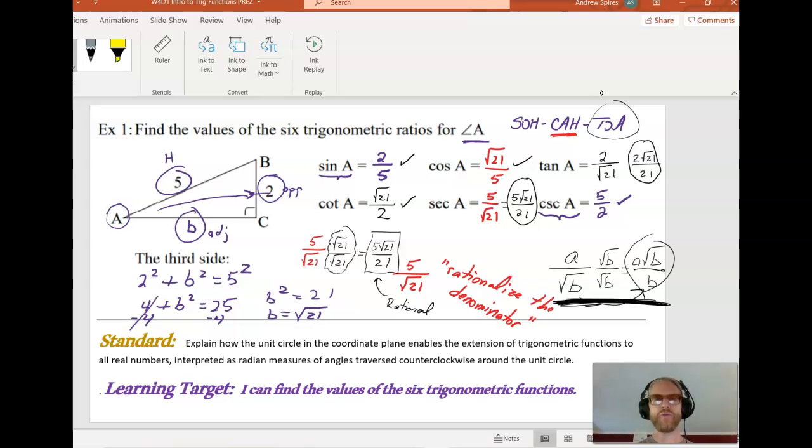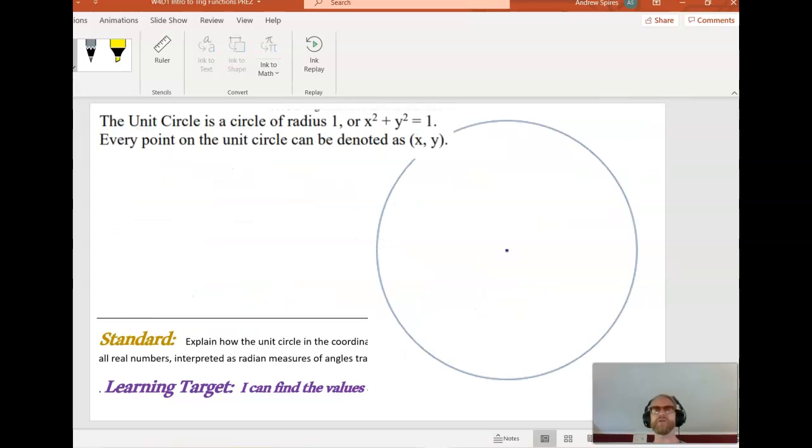So all we did was number over number may be rationalized. So this is all leading us to the unit circle, whatever that means. Unit circle. So here we go to the unit circle.